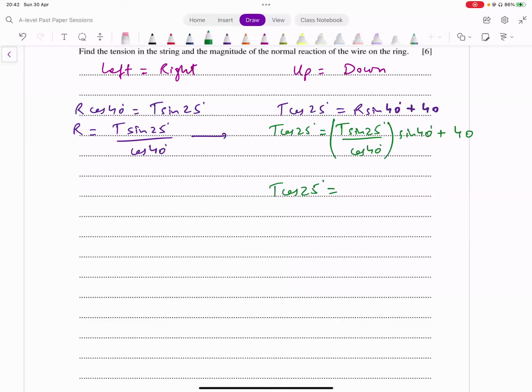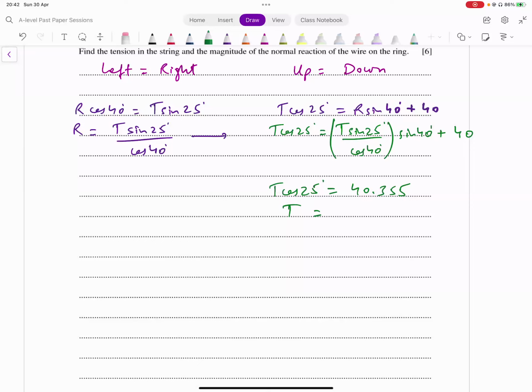Let's see what this is. Sin 25 divided by cos 40 into sin 40 plus 40. All right, and that's giving me 40.355 on the right side. Now divide cos 25 on the other side and see what that gives us. Divided by cos 25, and that turns out to be 44.5 for me.